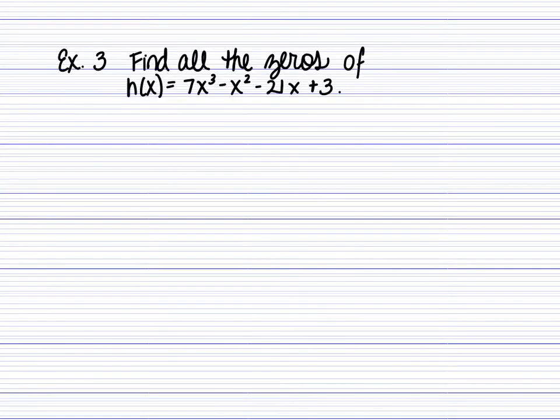Okay, putting it all together, we're going to do one more example. So we want to find all the zeros of our function h of x is equal to 7x cubed minus x squared minus 21x plus 3. So step 1, we have to find our p over q list. So I have to take 3 over 7, and before I can write the list, I have to break down 3 and 7 into their factors.